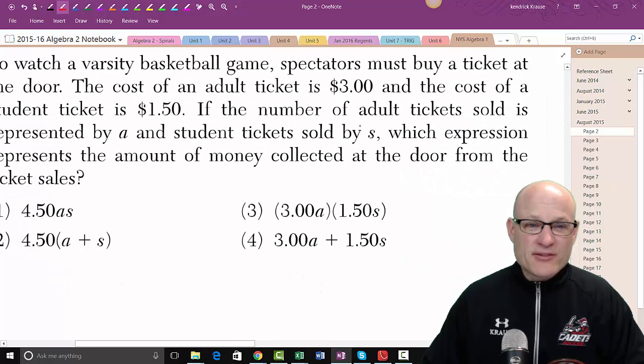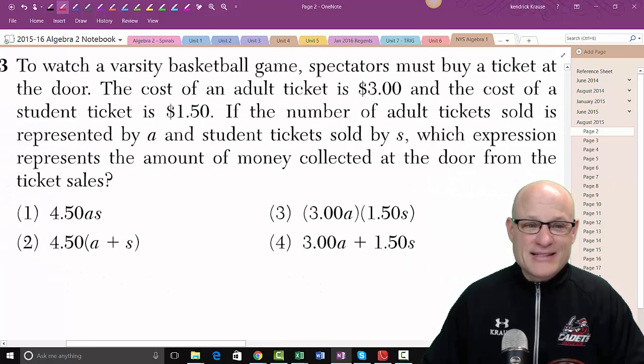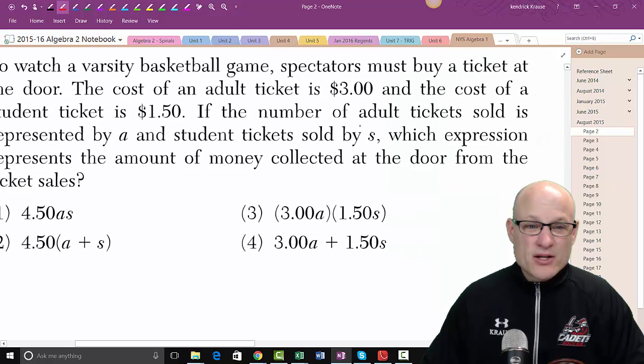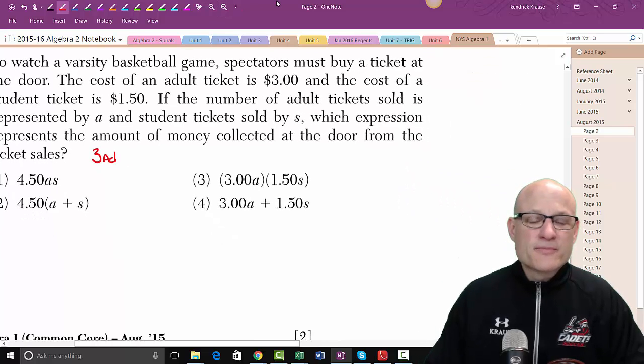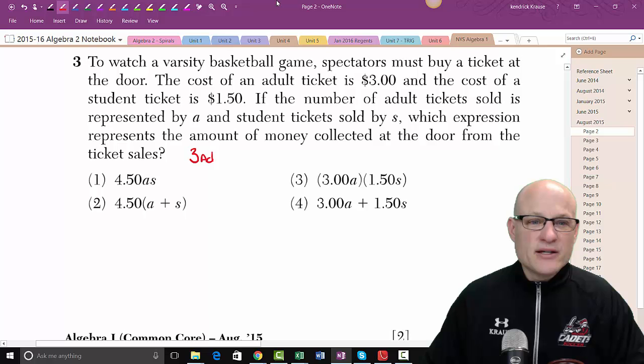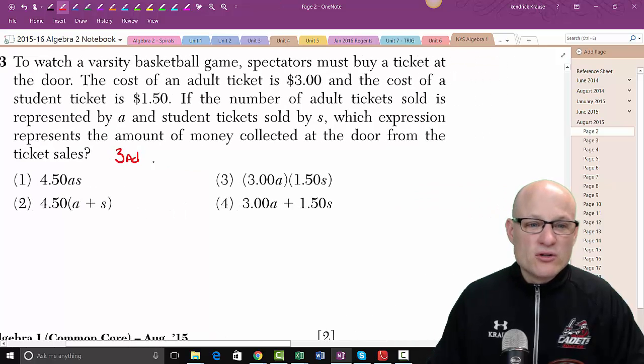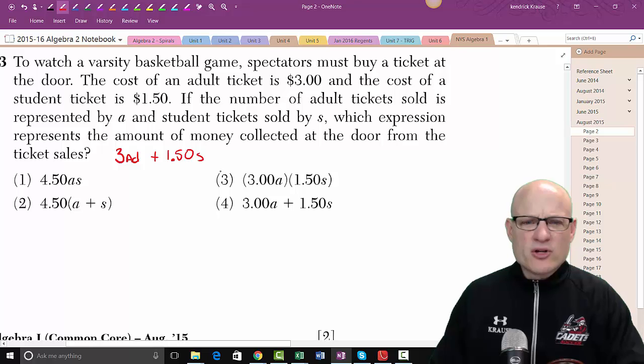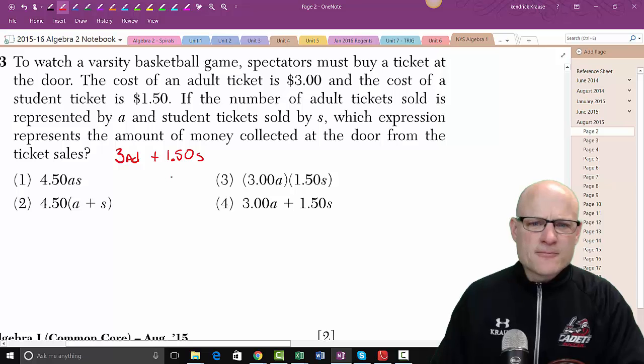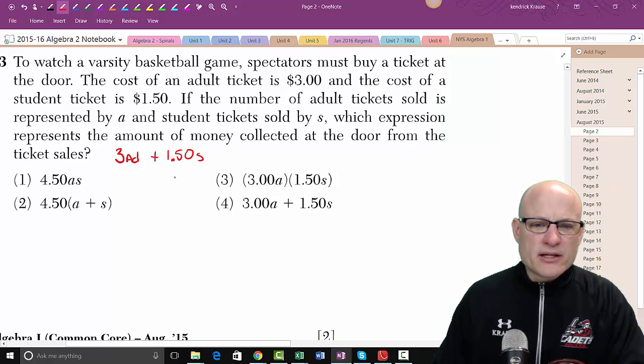To watch a varsity basketball game, the spectators must buy a ticket at the door. The cost of an adult ticket is $3, so we'll do 3 times adult. And the cost of a student ticket is $1.50, so we'll add in $1.50 for the student tickets. If the number of adult tickets is A and the number of student tickets is S, which expression represents the amount of money collected at the door?